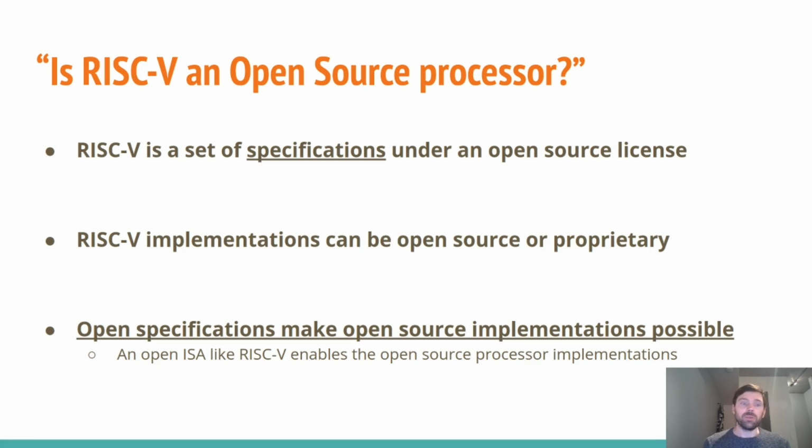And that's important because open specifications make open source implementations possible. An open ISA like RISC-V enables there to be open source processor implementations. So with RISC-V, we can have fully open source chips if the people that are doing the implementations choose to do that.